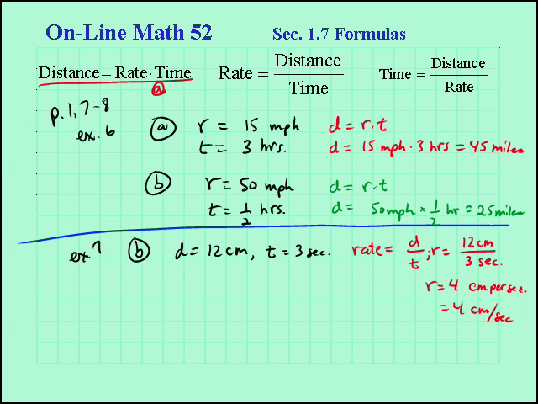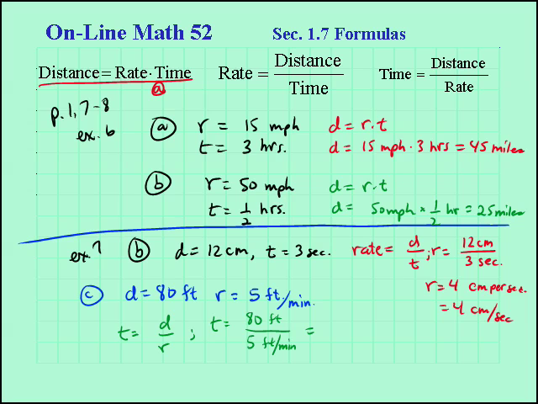Okay, and I said I'd do letter C also. C, we're given a distance of 80 feet and a rate of 5 feet per minute. Feet, FT, per minute. Notice how I wrote that. And the only thing that's missing is the time. So we want to find time. T equals, and the formula for that is distance over rate. So time equals distance, 80 feet, over rate, 5 feet per minute.